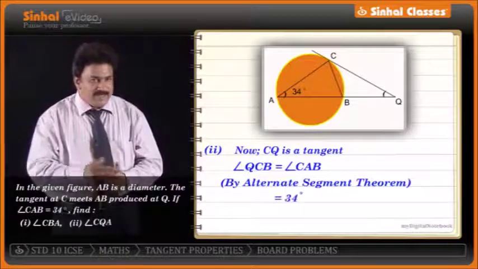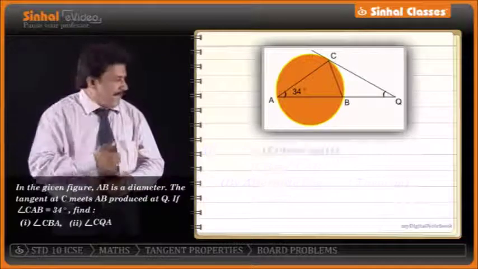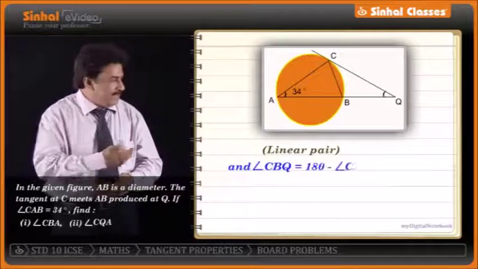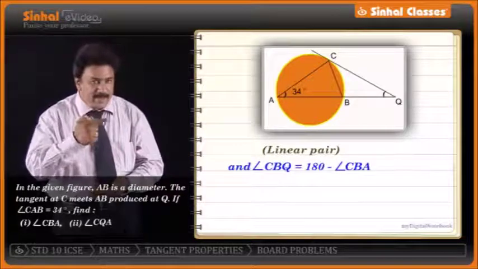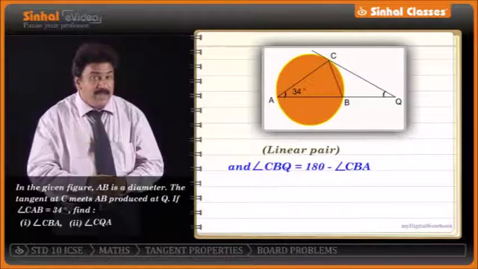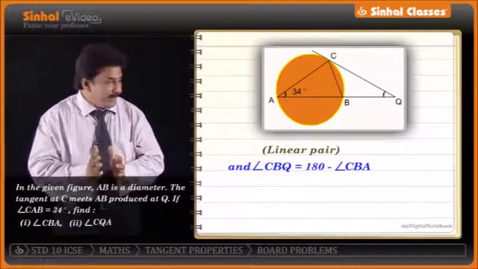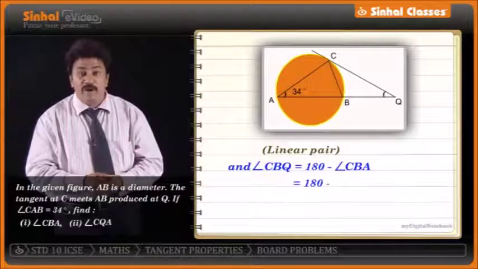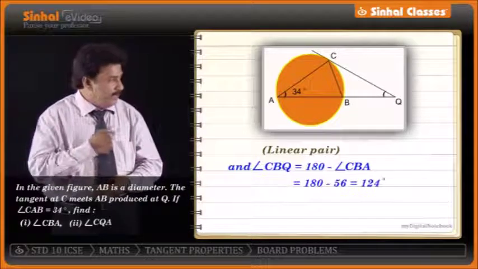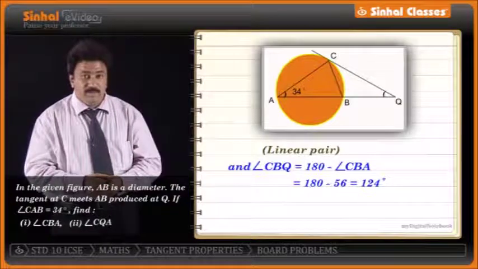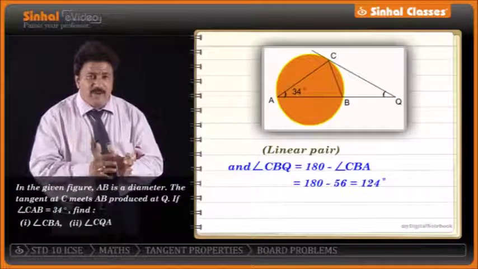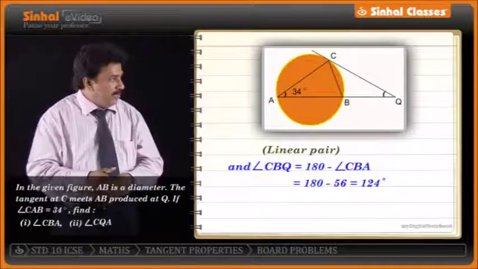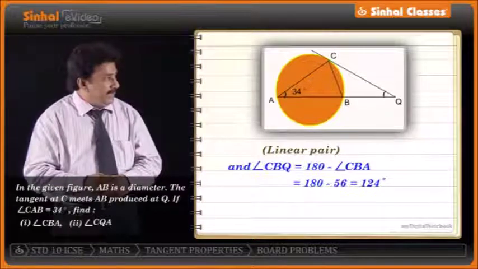Further down, we see a straight line. We got a linear pair. See over here, angle CBQ is equal to 180 minus angle CBA, a linear pair. So 180 minus 56 degrees gives me 124 degrees. So 124 degrees is angle CBQ. Why am I doing all this? Because I want to move into the triangle now. Which triangle am I moving into? I am moving into triangle CBQ.